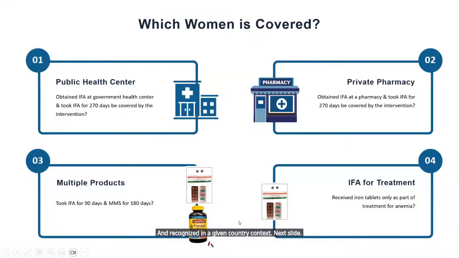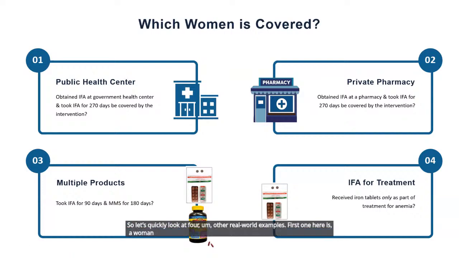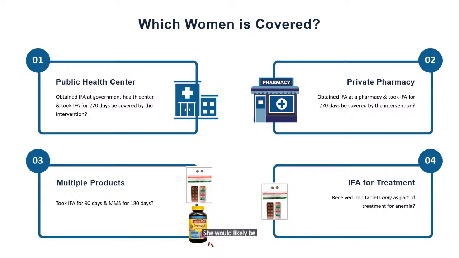So let's quickly look at 4 other real-world examples. First one here is a woman got IFA from a government clinic and took it for 270 days. She would likely be covered.